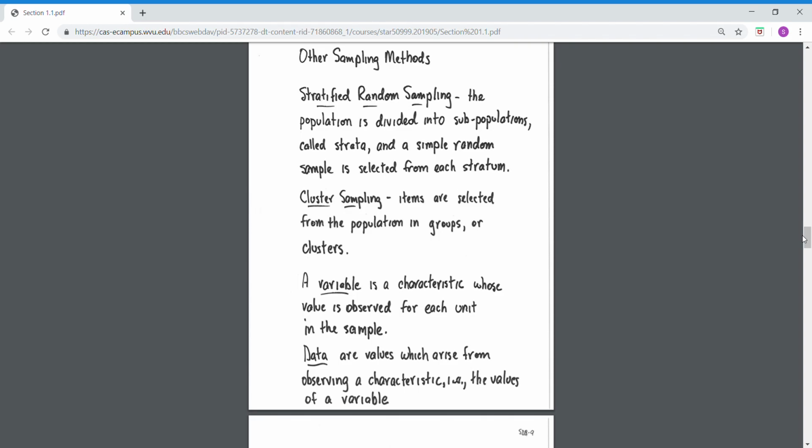A very important definition for this class is variable. A variable is a characteristic whose value is observed for each unit in the sample. Data are values which arise from observing a characteristic, i.e., the values of a variable.